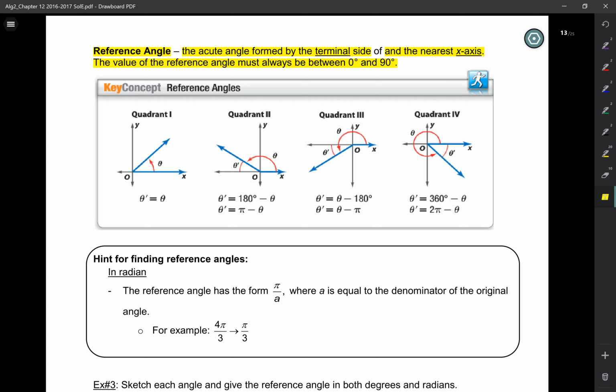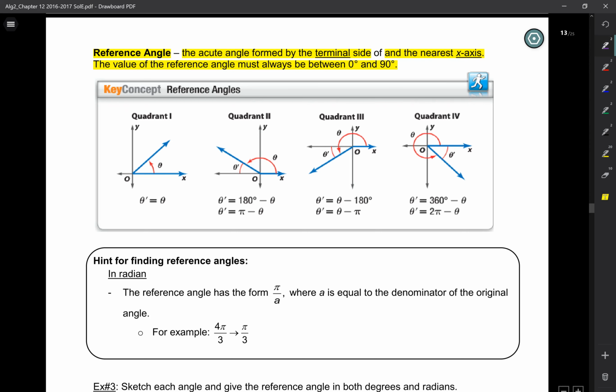So now, let's see some examples here. This is my angle here. When I say reference angle, it's got to be between the terminal side and the nearest x-axis. I'll put the terminal side in green. Now, I can go to the x-axis this way, or I could go to the left. Which one is closest? Going to the right. That's the closest. So that's the reference angle theta prime.